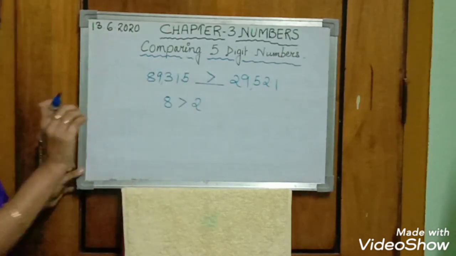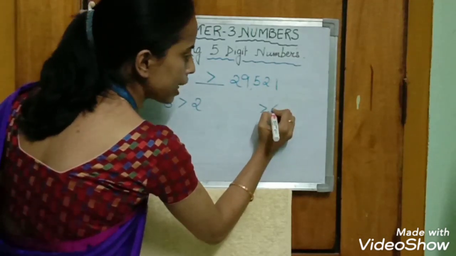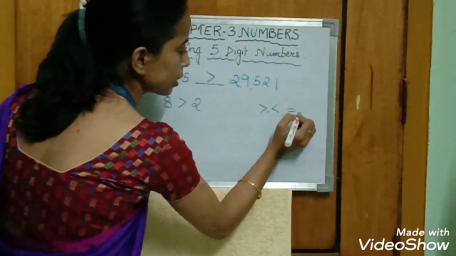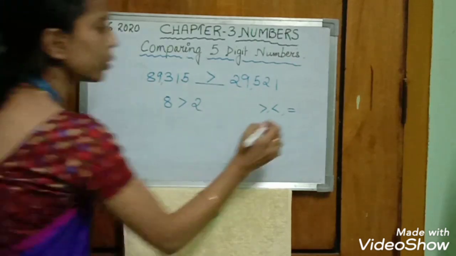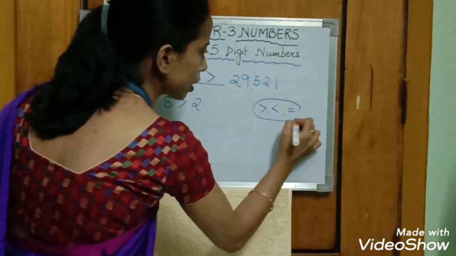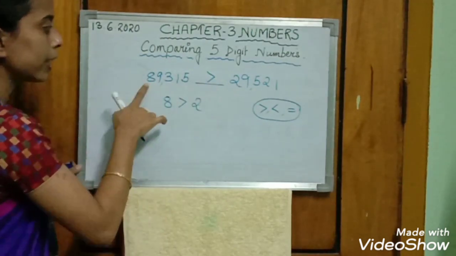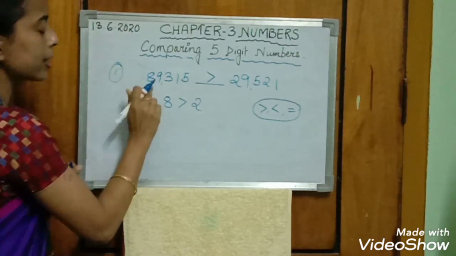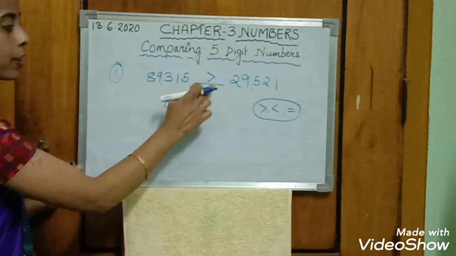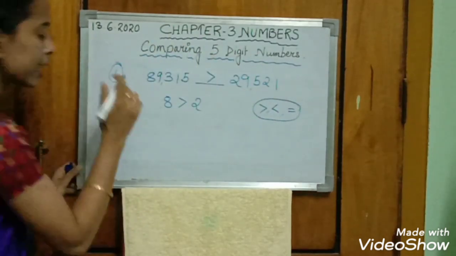We use the greater than symbol to compare the numbers. Not only the greater than symbol, we use greater than, smaller than, or equal to symbols to compare numbers, not only 5-digit numbers. We use these symbols to compare numbers. By seeing the 10,000 place, easily we get that 89,315 is greater than 29,521. Let's take another example.